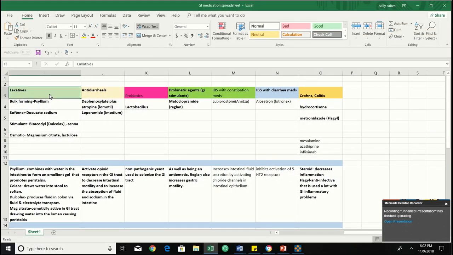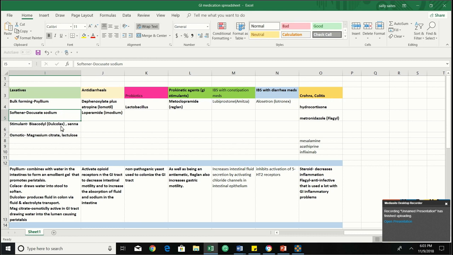Laxatives. So someone that has some constipation, or patients that are on long-term opioid medications, or even short-term opioid use, should be taking some type of stimulant, softener, laxative. So there's different products here. We've got bulk forming psyllium. What that does is it promotes peristalsis. We've got Docusate, which is a softener. It draws water into the stool to help soften the stool.